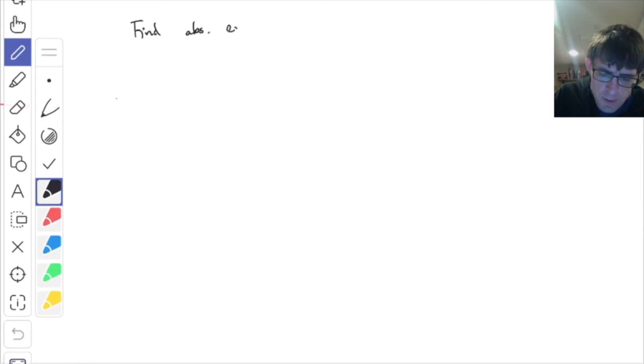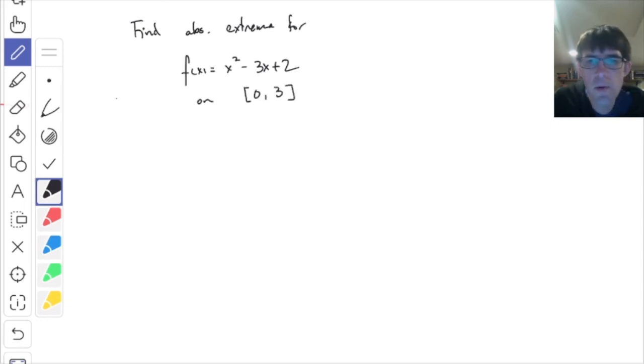Absolute Extrema for f of x equals x squared minus 3x plus 2 on the interval 0 to 3. All right. Remember, what absolute extrema means is the absolute highest and lowest points on the graph. There is always going to be one absolute maximum and one absolute minimum.